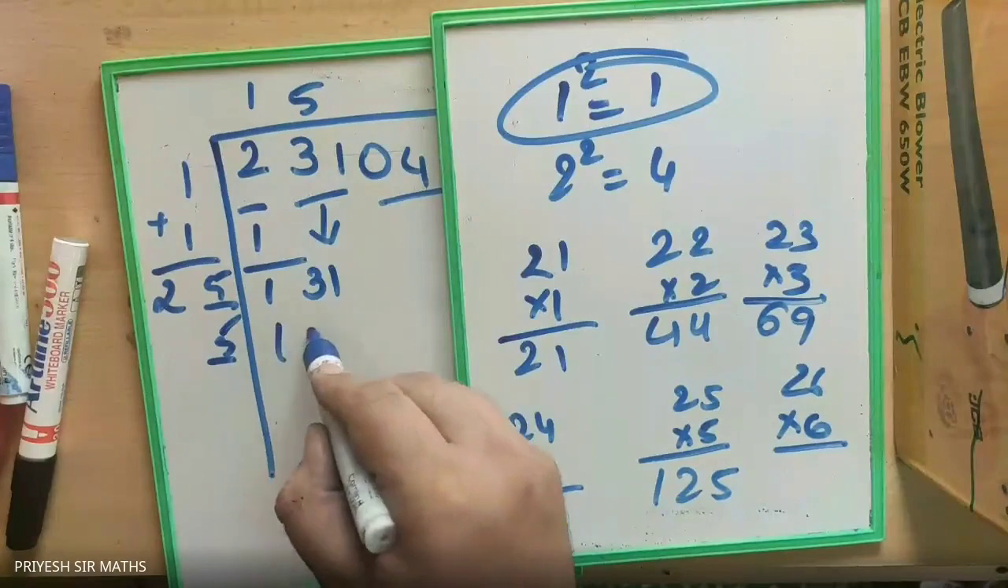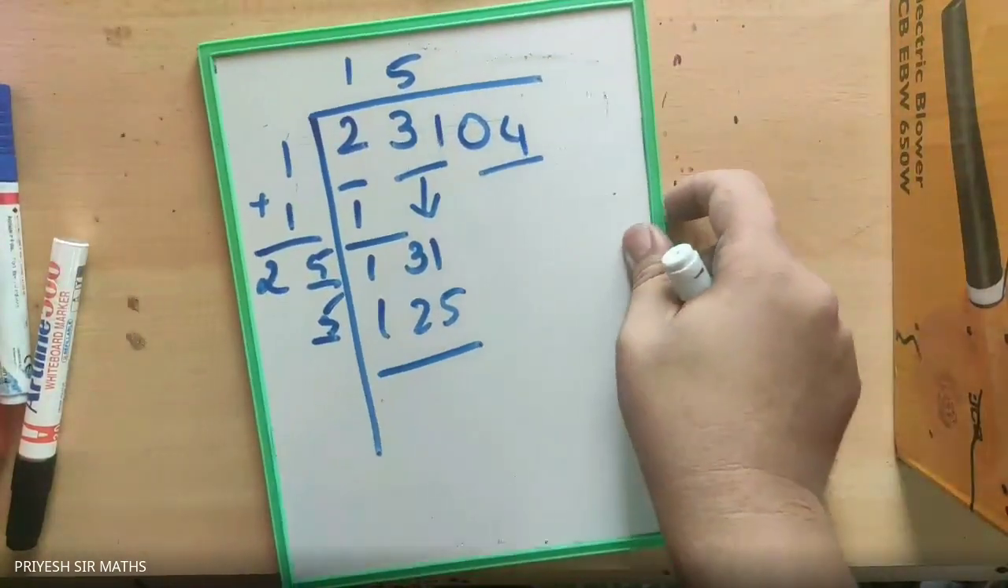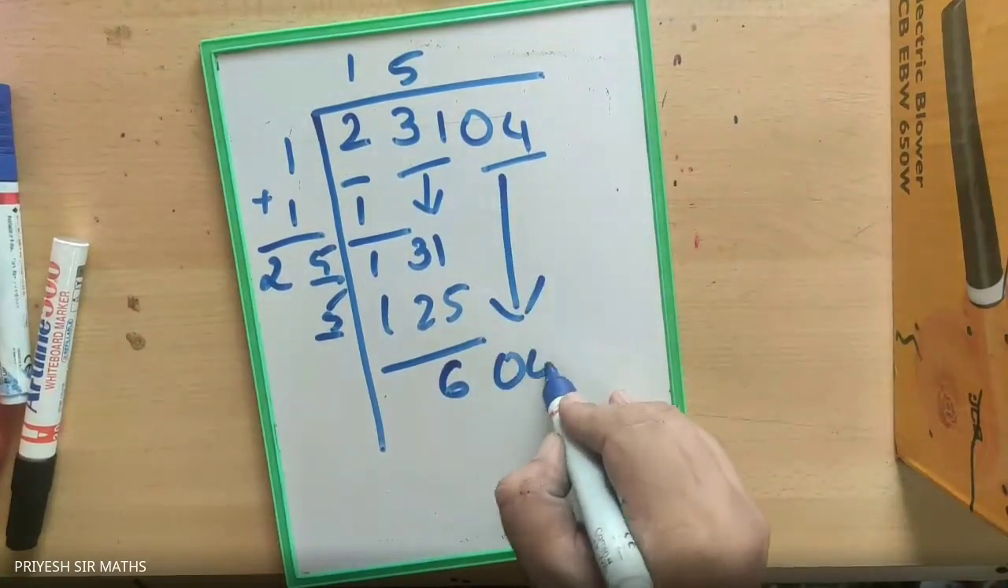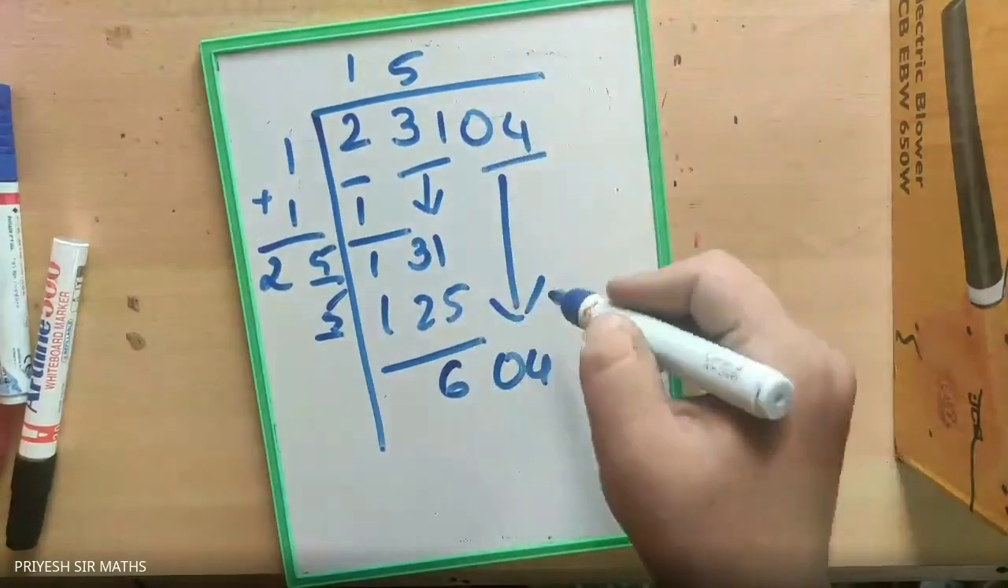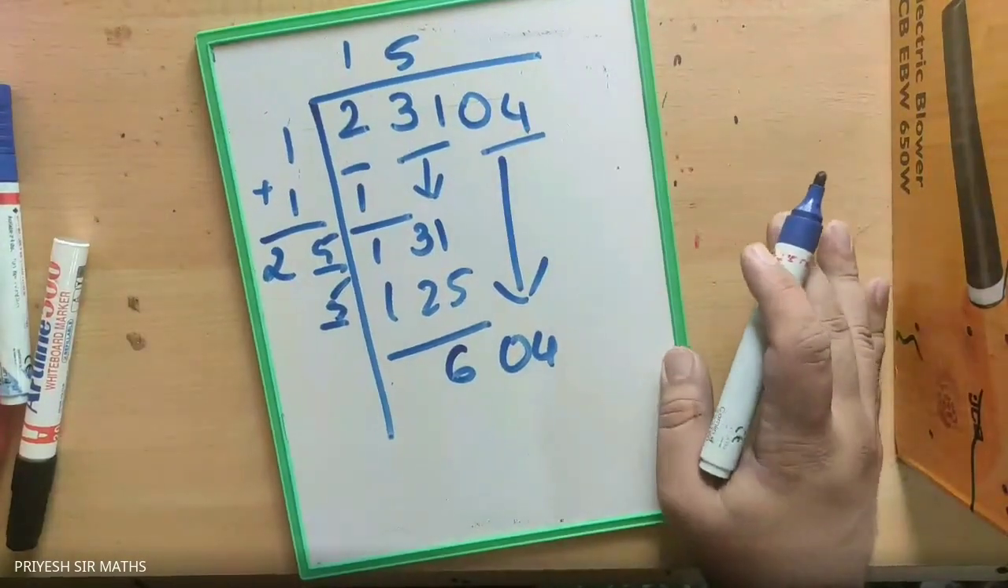5 fives are 125. What will be the remainder? The remainder will be 6. And this 04. Every time remember that the whole pair comes down. Alone number doesn't come down. The whole pair comes down.